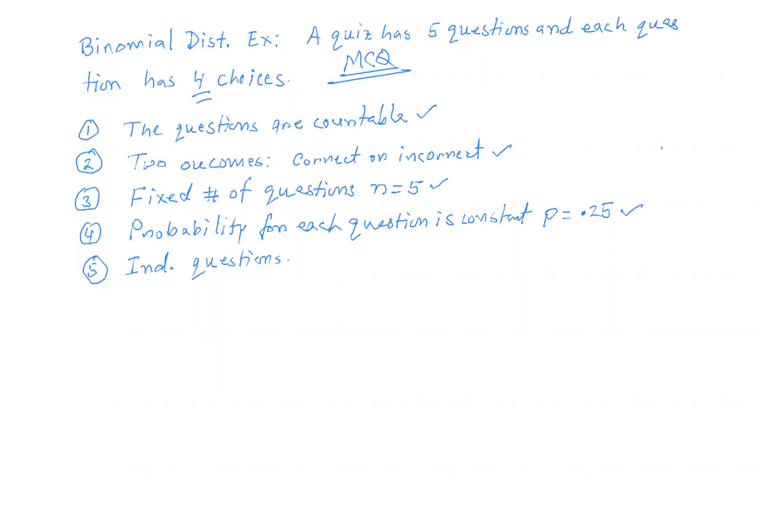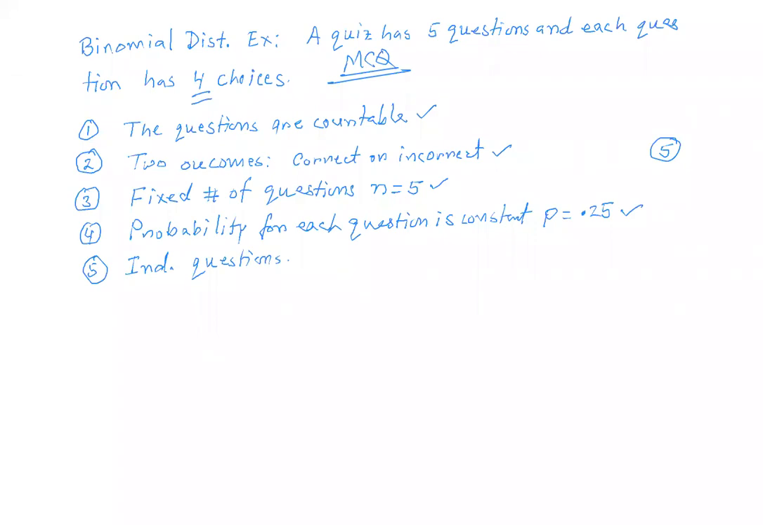What if I had 5 choices for each question? Then what would the probability be? 1 out of 5 or 20%, right? Okay, good. And each question is independent of any other question. So they are independent of each other.